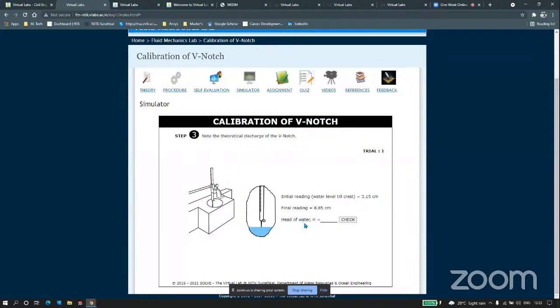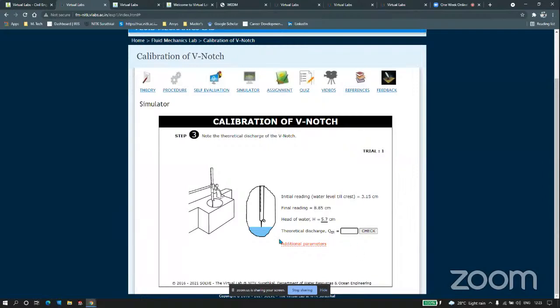So I have to find the head of the water. The formula is given, that is final reading minus initial reading. So I'll get around 5. I can try to answer this question twice before the simulator will give the result itself.